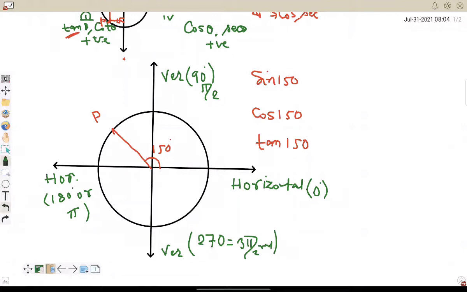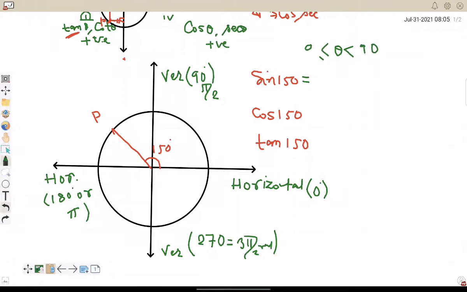How can we write the value? Listen, sine 150: try to break the complete angle as 90 plus theta, 90 minus theta, 180 plus theta, 180 minus theta, or 270 plus theta, 270 minus theta. Break it in this way, like horizontal line plus some angle and vertical line plus some angle. You can write some value theta, and theta must lie between 0 and 90.